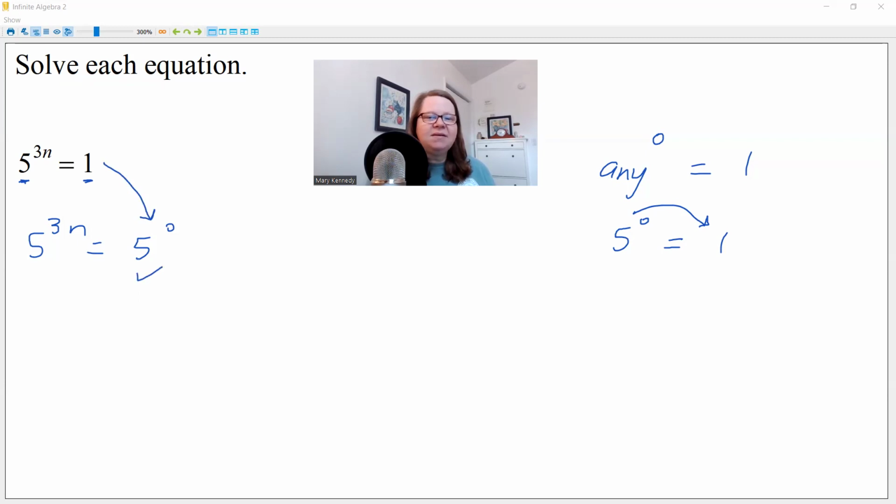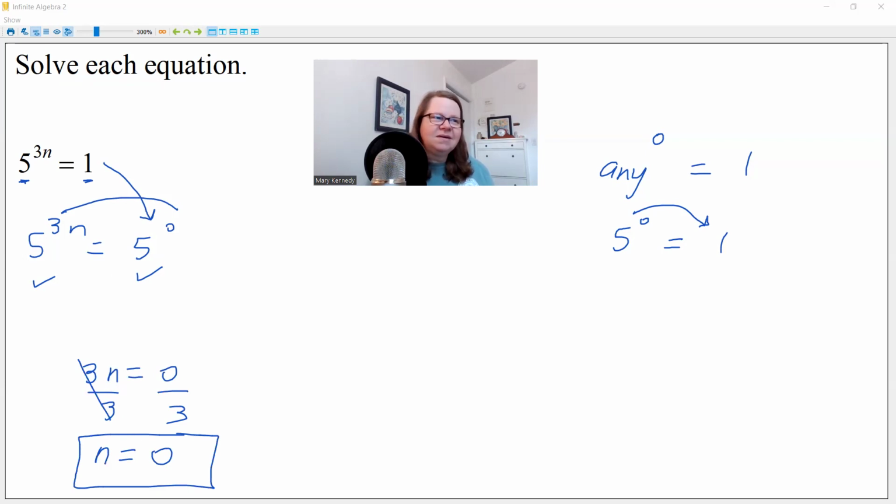Now we have the same base, right? If the bases are the same, that means that the exponents have to be equal. So 3n is equal to 0. Divide both sides by 3. 0 divided by anything is 0. And that means our answer is n is equal to 0.